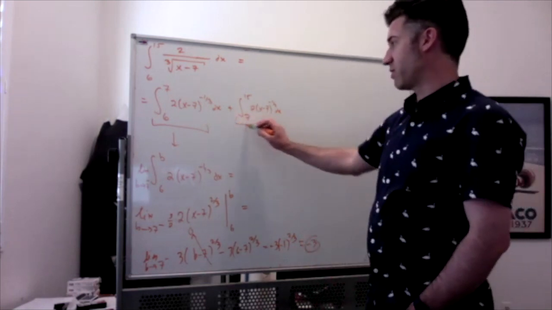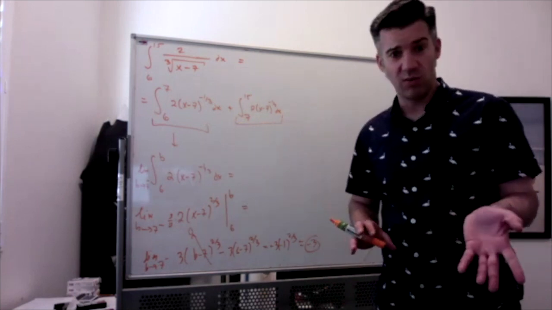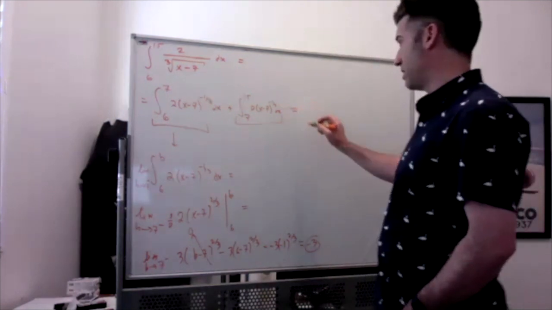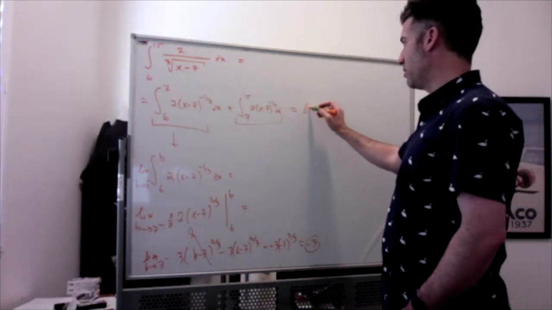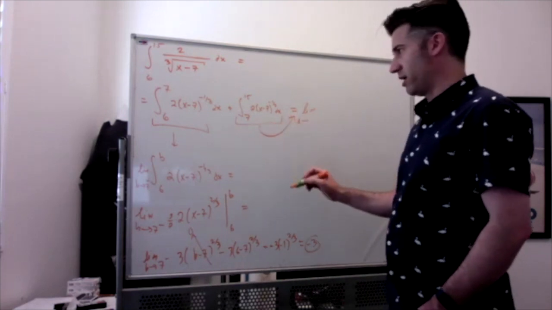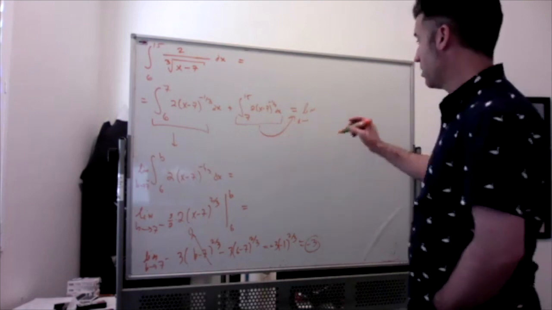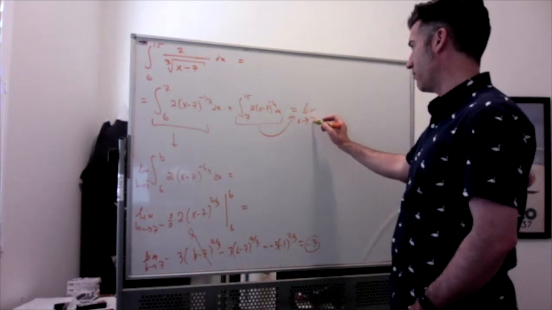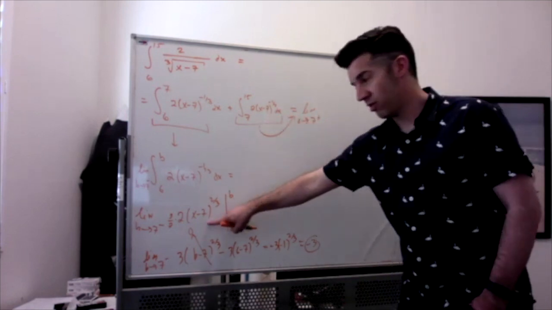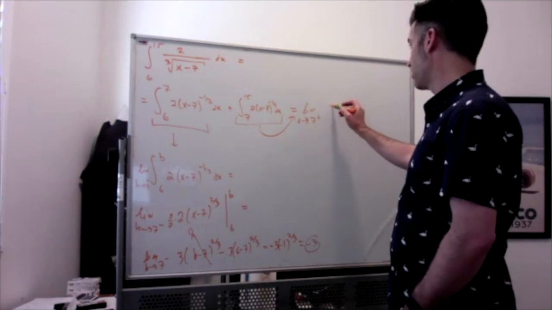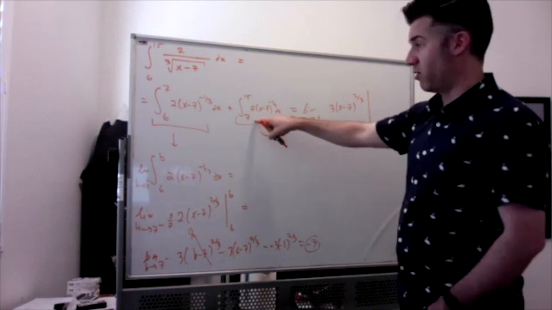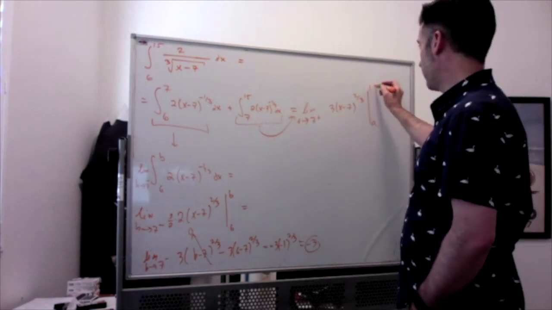Okay, now I have to do the same thing for this part. The nice thing is we've already done most of the work. We know how to integrate this, it's just going to be that. This is the limit as a approaches 7 from the right of the integral. We know the integral of this is 3 times (x minus 7) to the 2/3. And a will be the bottom limit, 15 the top.